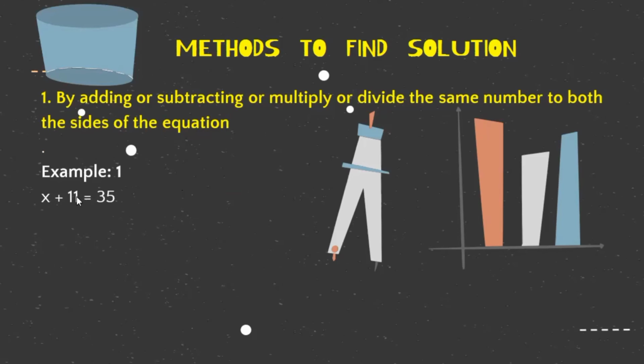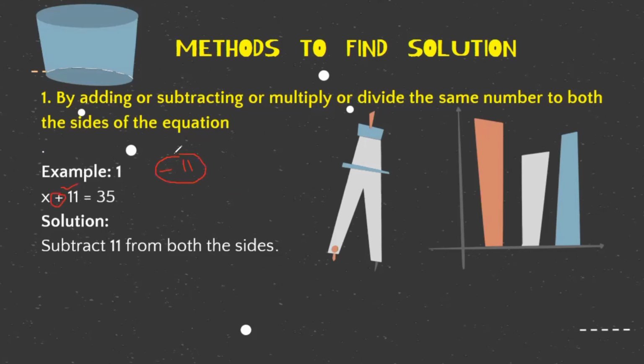You can see 11 is added on the left hand side. When we subtract 11 from both sides, the 11 on the left side will be cancelled. So I'm going to subtract 11 from both sides. Got it? Why is 11 subtracted? Because this is a plus, and the opposite of plus is minus. So if you subtract 11 from both sides, this plus 11 and this minus 11 will cancel. So now subtract 11 from both sides.